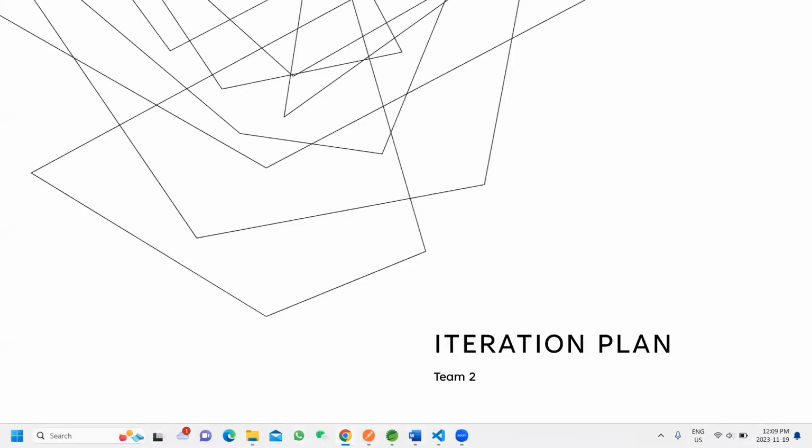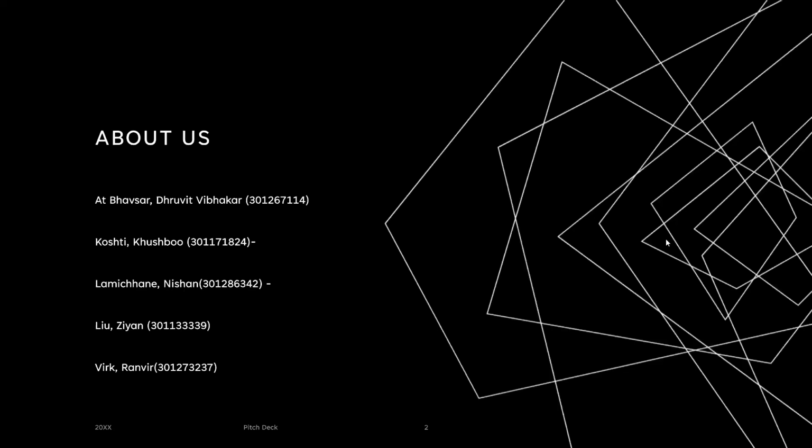Hi, we're team two, and we build the iteration plan for our project, the money analysis application. We have 5 members working on this. My name is Ziyan, and we have Kushbu, Durbat, Nishan, and Ranveer.